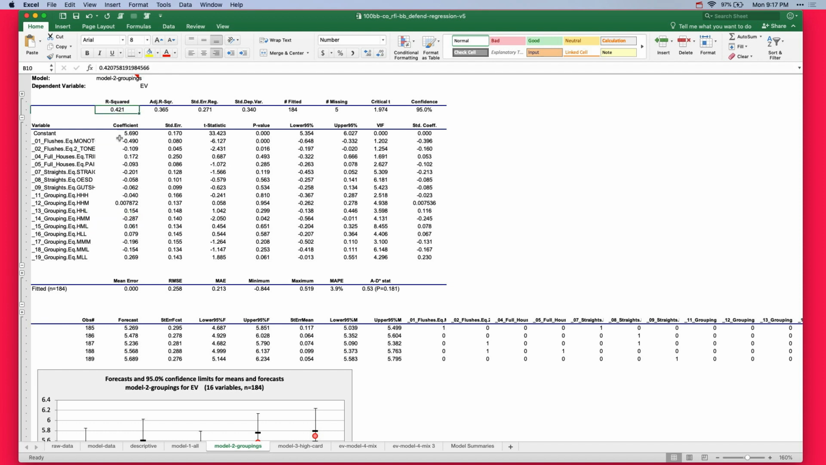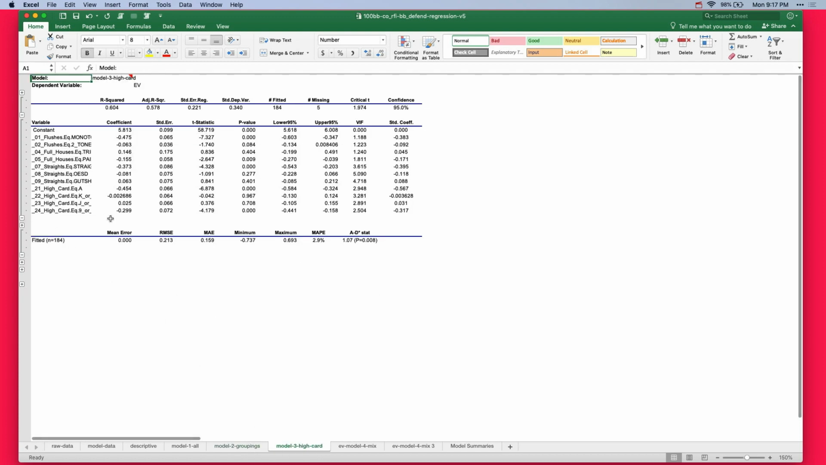And what you end up seeing is the R squared goes way down, from 0.72 to about 0.42. The relationships stay somewhat the same, but you lose a lot of predictive ability by removing the high card. So the next thing I did was keep the high card in, but remove the groupings, and you see the R squared here was 0.604.